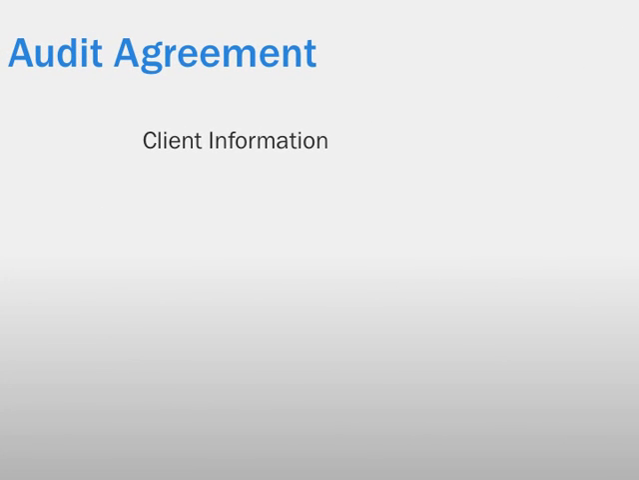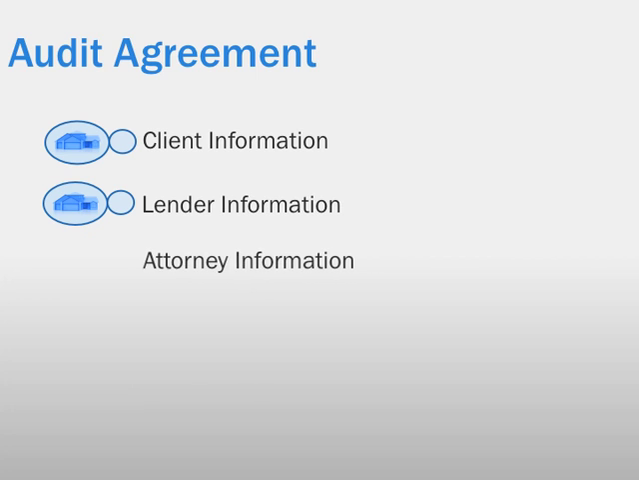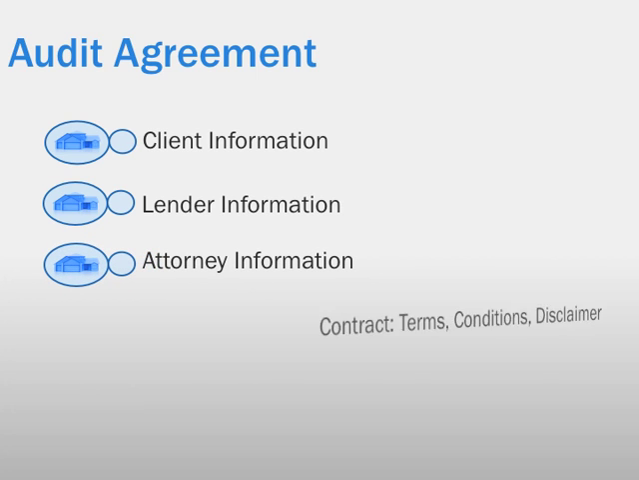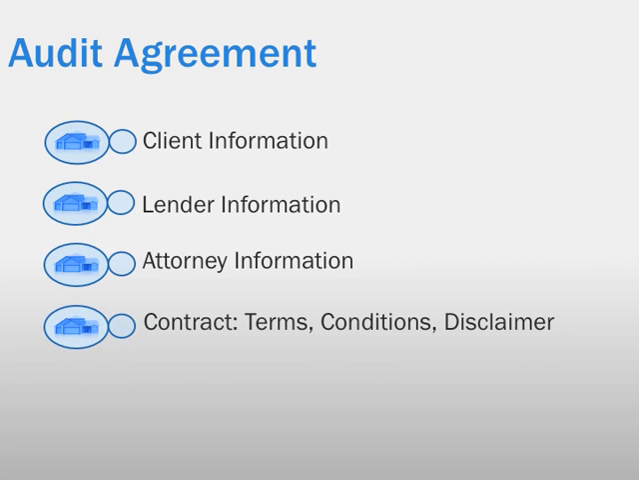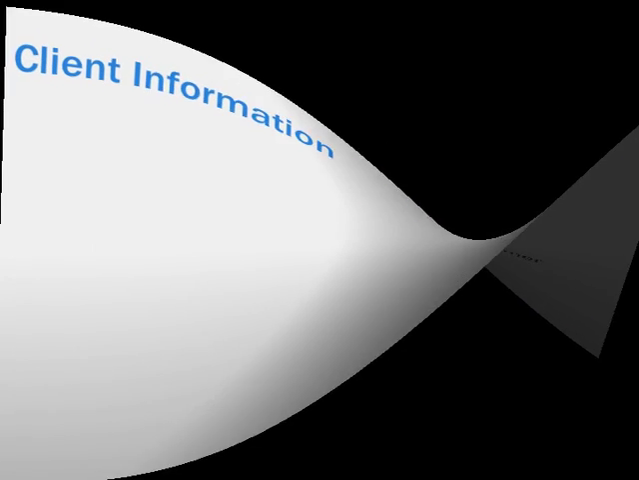Now let's take a look at the audit agreement. It has a section for client information, which I want to go over, lender information, which is very important, attorney information, contract is the terms, condition, and disclaimer, and then on page 2 are the items, the documentation that we need. And we're going to go through all of that. I'll break it down for you.